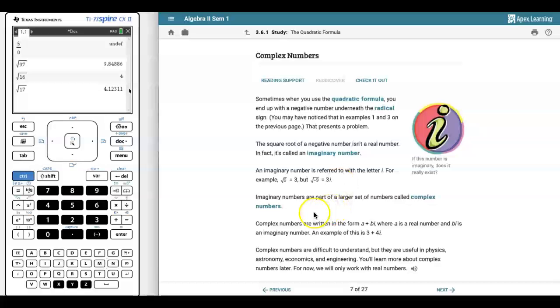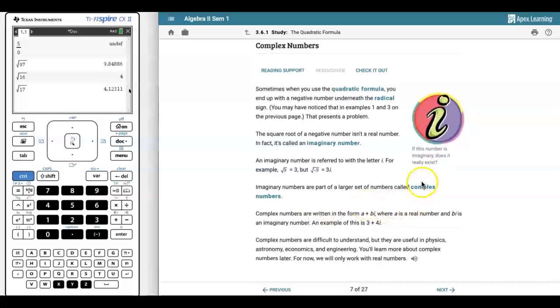Now, imaginary numbers are part of a larger set of numbers called complex numbers. And complex numbers are in this form a plus bi, where a is a real number and bi is an imaginary number. So, for example, 3 plus 4i would be a complex number. Or if we kept this 3i from above, we could say 1 plus 3i, or 1 minus 3i. That's still a complex number.